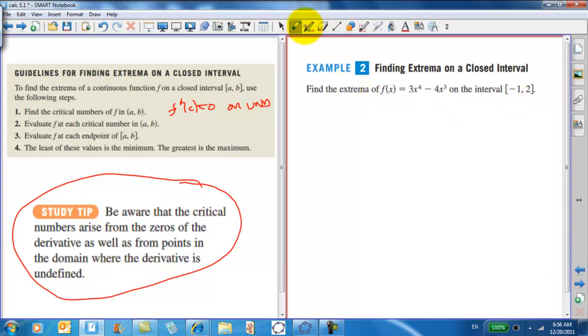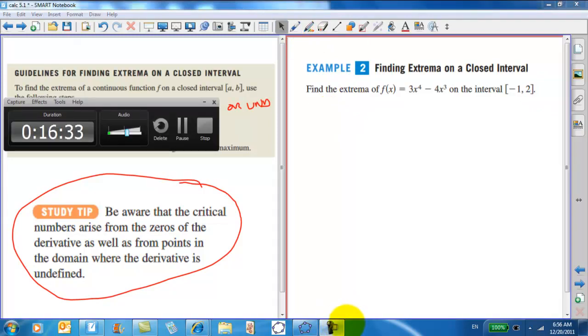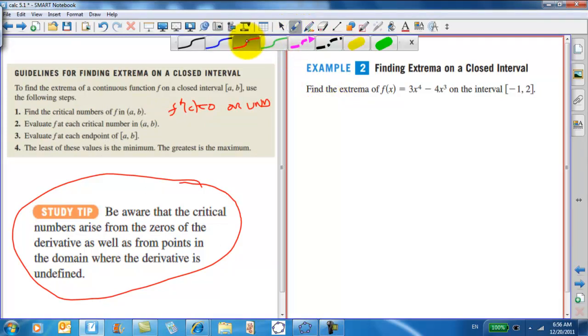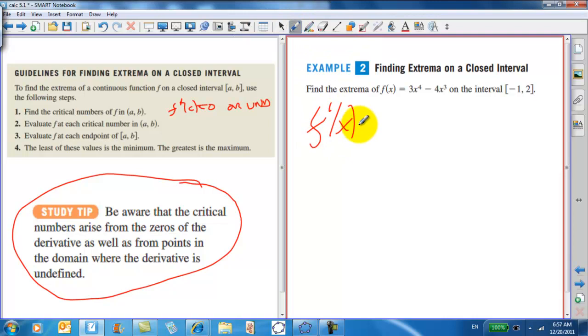So we can start with the derivative. Yep, we are rolling. Start with the derivative f'(x). This one I can easily do by hand: 12x^3 - 12x^2. And find out when is that equal to 0.